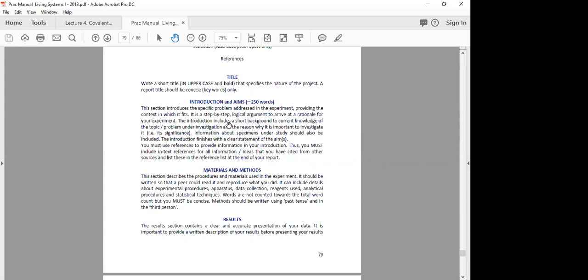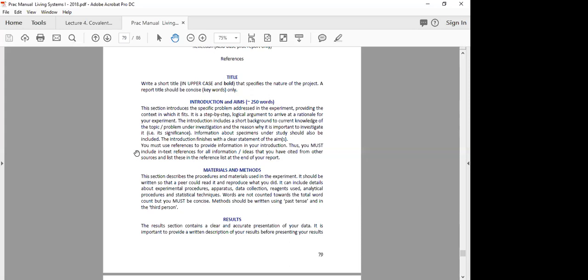So with an introduction, you always start with that very general information, and then as you proceed through that intro section, you become more and more specific. You must use references to provide this information in your introduction. Therefore, you must include in-text references for the information, and these in-text references will let me know whether you sourced that information from a textbook, from a journal article, from a particular website, and so on.